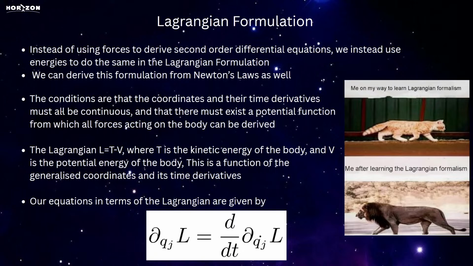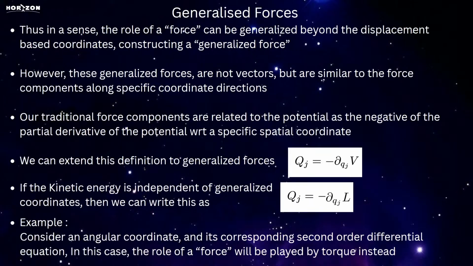So here in the Lagrangian formulation, instead of using forces, we use energies to derive the second order differential equation. There is just a small condition to follow, that the coordinates and their time derivatives must all be continuous, and that there must exist a potential function from which all forces acting on the body can be derived. Now, good for us, we have actually derived the second order differential equation before when we were learning about action. This time, the only difference is that it's in generalized coordinates and generalized velocity. As you can see, q_j is a generalized coordinate and q dot j is a generalized velocity. Now, as we have seen generalized coordinates and generalized velocity, as I've said, there is also something called a generalized force.